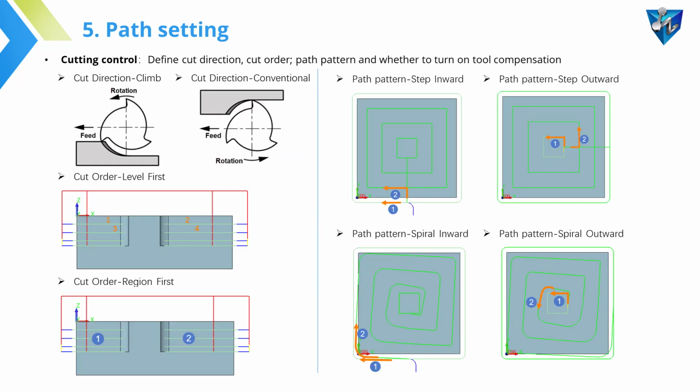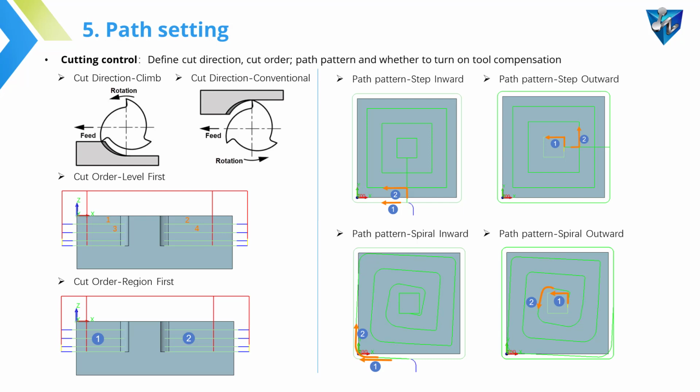Next is the fifth tab, path setting. It contains most options to optimize the 2x paths. The first one is cutting control, about the cut direction: climb and conventional, also called down and up cut. The difference between these two techniques is the relationship of the rotation of the cutter to the direction of feed. In conventional milling, the cutter rotates against the direction of the feed. During climb milling, the cutter rotates with the feed. The next one is the cut order.